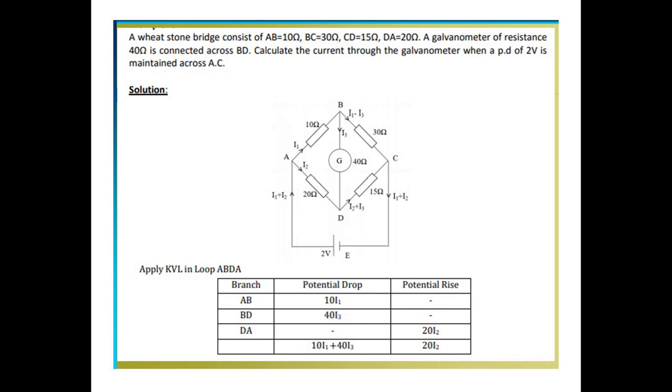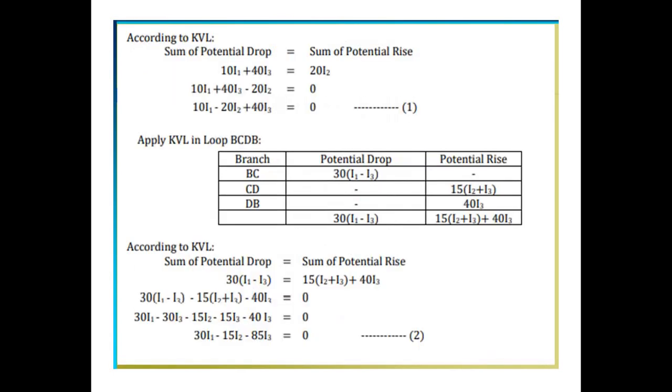Here, applying Kirchhoff's law, the first loop formation is A B D A. Here 10 I1 plus 40 I3 minus 20 I2. The sum of potential is equal, that means 10 I1 plus 40 I3 is equal to 20 I2, so 10 I1 minus 20 I2 plus 40 I3 is equal to 0, applying Kirchhoff's voltage law.